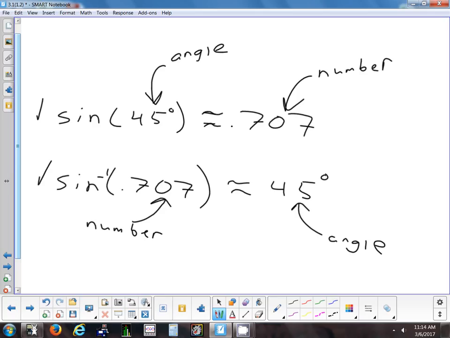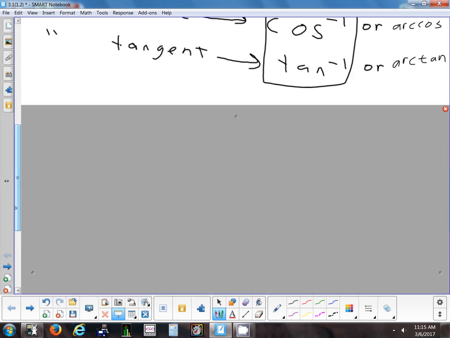Okay, so that's one thing that, again, is important. Anytime you use inverse sine, inverse cosine, or inverse tangent, and then you hit enter, that answer that you get on the screen represents an angle. Okay? So it's just the reverse of what we did last week. I gave you the angle last week. You told me the number. Now I'm going to switch it. This week, I'm going to give you the number, and you're going to tell me the angle. So it's just the opposite question. We'll practice some in a little bit.